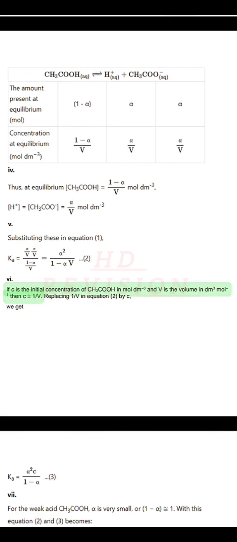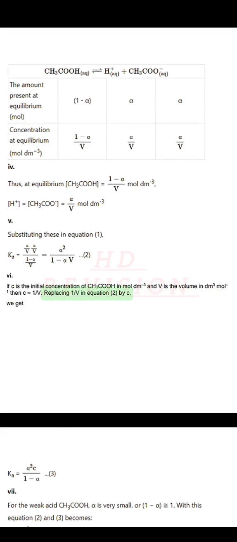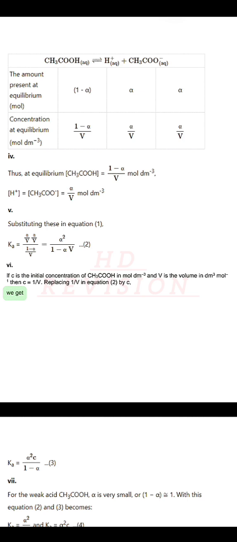If C is the initial concentration of CH3COOH in mol dm^-3 and V is the volume in dm3 containing 1 mole, then C = 1/V. Replacing 1/V in equation 2 by C, we get equation 5. This implies that the degree of dissociation of a weak acid, CH3COOH, is inversely proportional to the square root of its concentration, or directly proportional to the square root of the volume of the solution containing 1 mole of the weak acid.